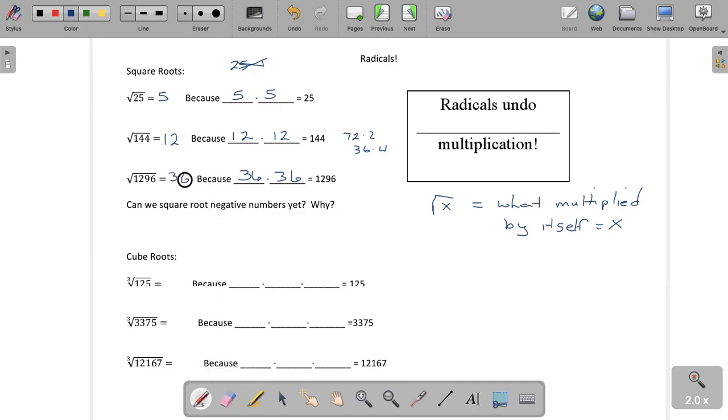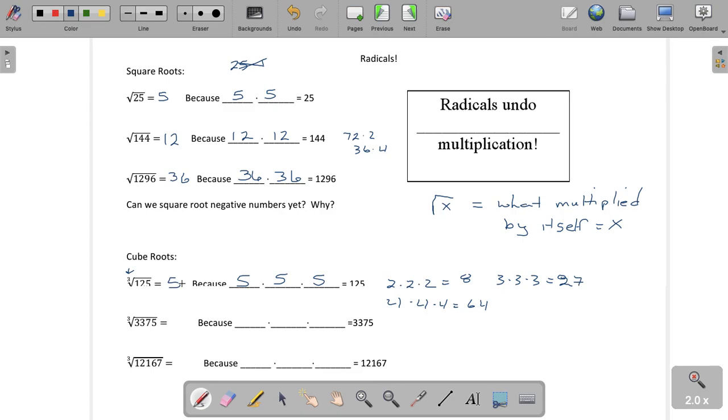Okay? And we can do that with bigger roots, cube roots. You notice a little 3 in the front. Okay? That means I need 3 numbers that multiply to 125. Well, 2 times 2 times 2 equals 8. Well, that's not 125. 3 times 3 times 3 equals 27. 4 times 4 times 4 equals 64. Turns out that 5 times 5 times 5 equals 125, so the cube root of 125 is 5.